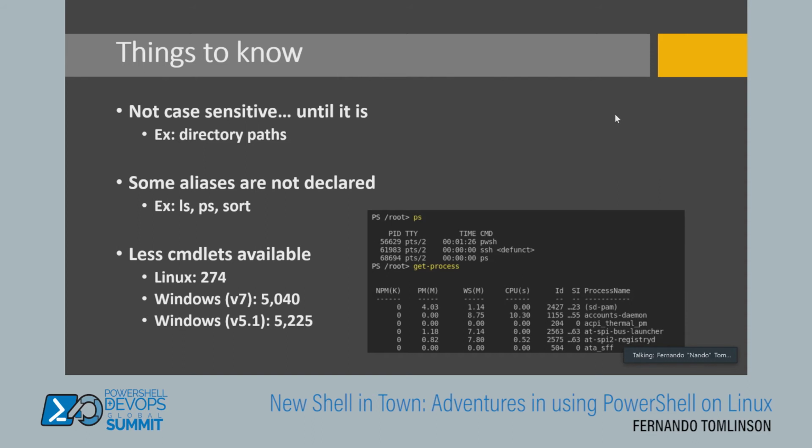There are fewer cmdlets available. So approximately 274-ish on the CentOS box that I was working on. Okay, that's a stark difference from PowerShell 7 on Windows, where roughly we're talking 5,000 and some change. Okay, so the cmdlets aren't there in their entirety, but they are being worked on an everyday basis.